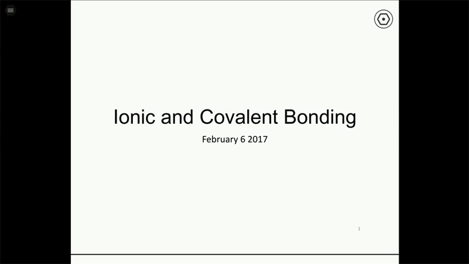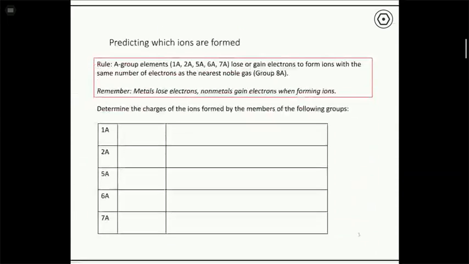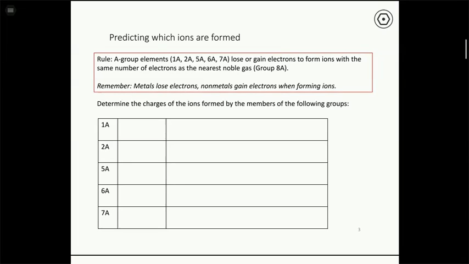So the first thing we're going to talk about are ionic compounds. So we did the bonus quiz. That's all done. So we're going to predict which ions are formed based on the periodic table.